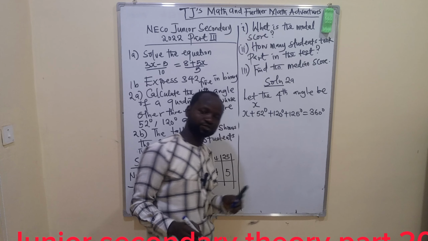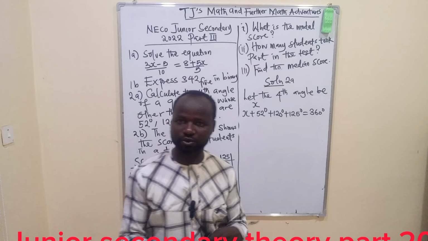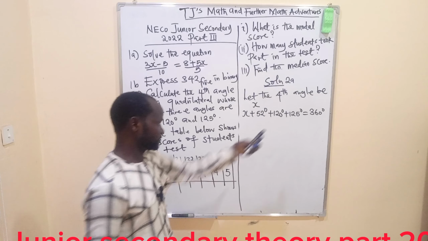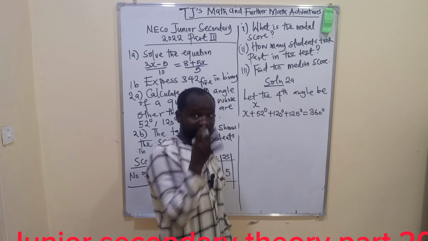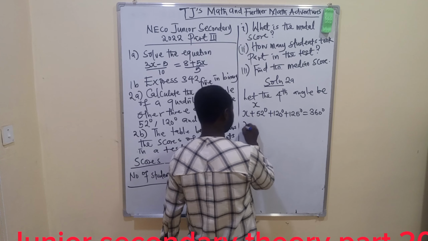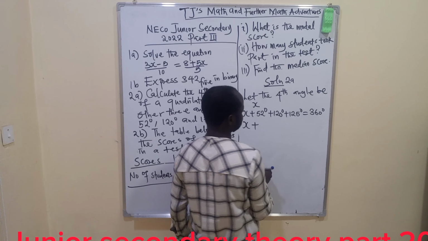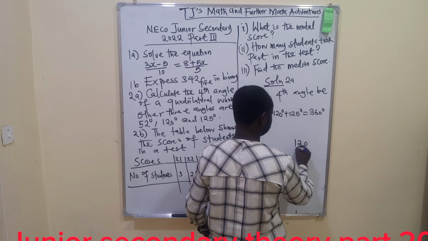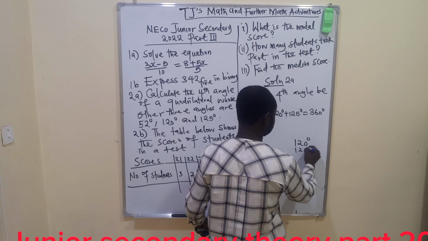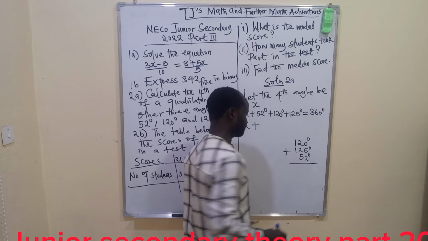Why are we equating to 360? The sum of angles in a quadrilateral must be 360 degrees. So we can find x, which is the fourth angle. So x plus, let's do the addition here. We have 120 degrees, 125 degrees, then 52 degrees.